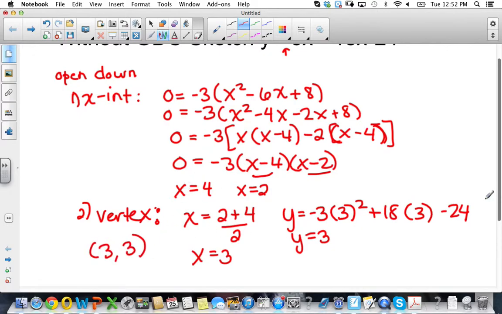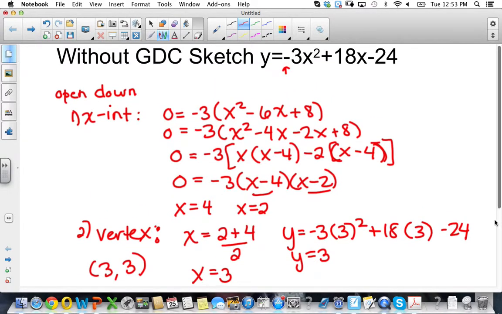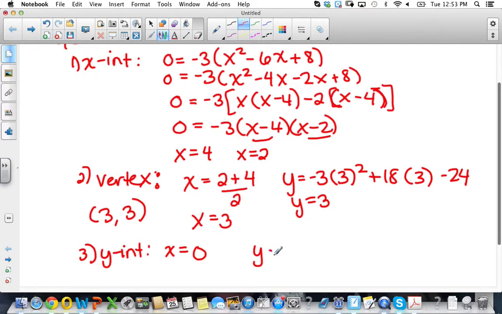The next thing I'm going to do is find the y-intercept, or I could find any additional point, but I'm going to find the y-intercept because it's so easy to find, because all you do is you make x equal to 0. So I'm plugging in 0 into the original function up at the top, and you basically get negative 24. So we have another point, which is (0, negative 24).